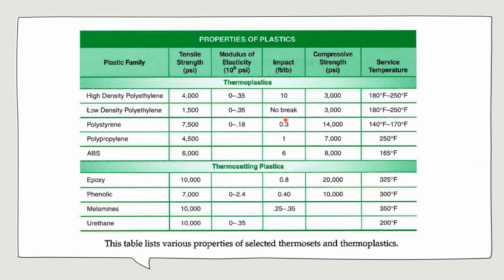Here is a table with various properties of selected thermosets and thermoplastics, which are plastic families. Epoxy, phenolic, melamines, and urethanes are thermosets. And thermoplastics are high density and low density polyethylene, polystyrene, polypropylene, and ABS.